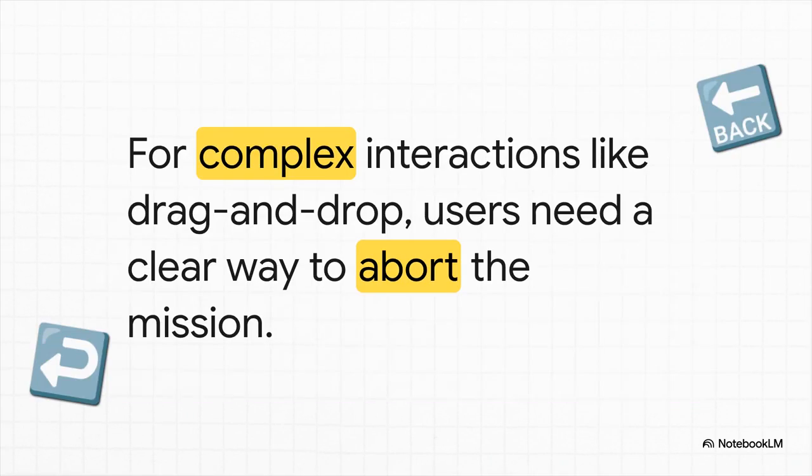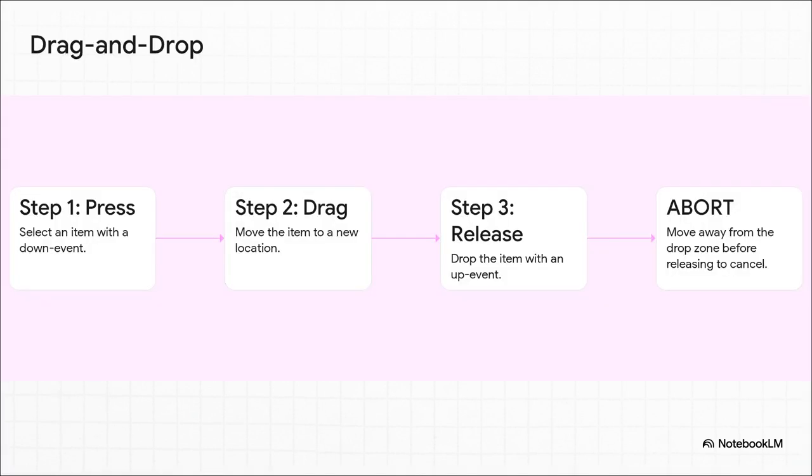Okay, so that's for a simple click. But what about more complex stuff? Like dragging and dropping a file. For things like that, you still need a really clear way to abort the mission if you change your mind. Let's just walk through it. You press down to grab a file, that's your down event. You start dragging it across the screen. But before you let go, you change your mind. A well-designed system lets you just move that file to a place where it can't be dropped, and then you let go. The file just snaps right back to where it started. See? It's just another way to cancel.